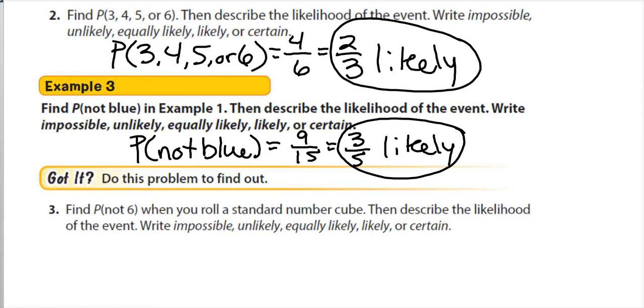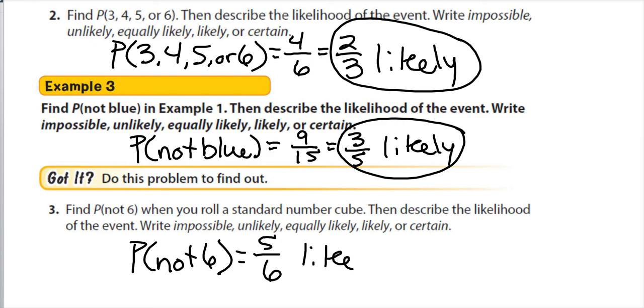All right, number 3, find the probability of not getting a 6 when you roll a standard number cube. So how many ways can you not roll a 6? That means there are 5 ways, right? You can get a 1, a 2, a 3, a 4, or a 5 out of 6 ways. And that does not reduce, so is it impossible, unlikely, equally likely, likely, or certain? It is likely. It's probably going to happen.